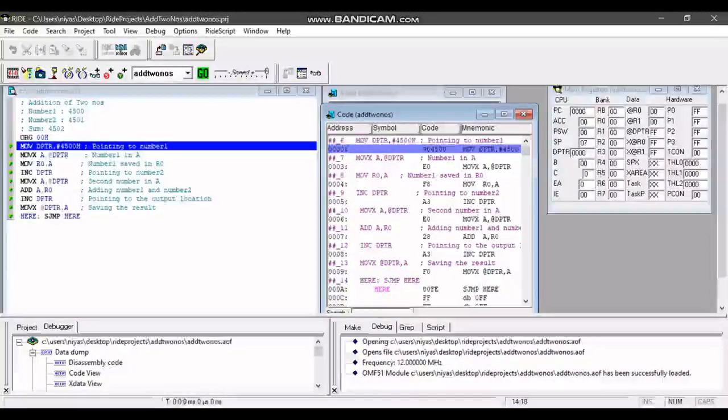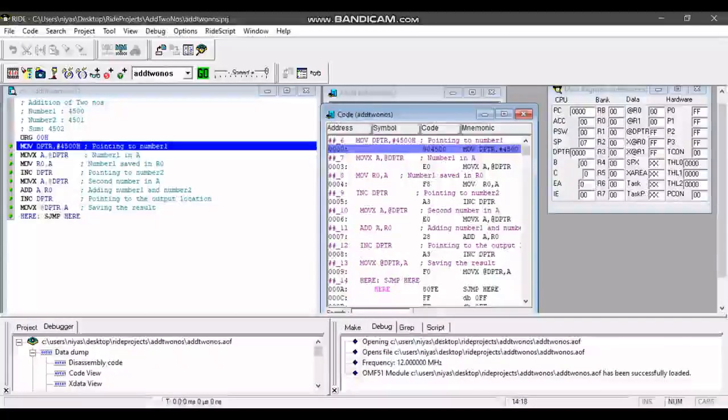The corresponding machine language for that is 904500. I had told you previously, the computer or the microcontroller or the processor understands only the language of numbers. The assembly language or the high level language we are using is for the understanding of humans, for our ease of use.